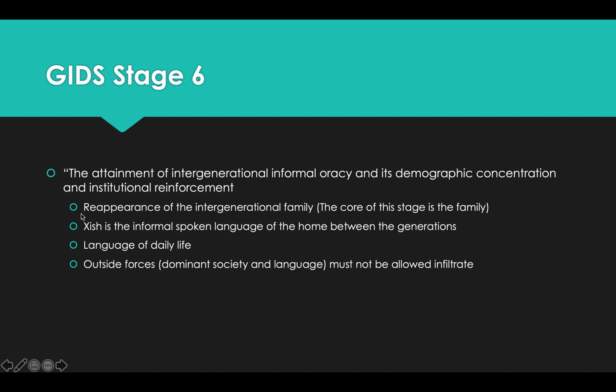So the reappearance of intergenerational family. So here we're talking about the core stage of this is family. We have grandma, we have mom, and we have kids in the same family that can use varying levels of the language. It is an informal spoken language, primarily of the home, between generations. So it is, again, being an informal spoken language. Maybe you don't have a lot of materials written in the language. It's definitely maybe not the language that kids are being educated in school in, but it is being used in the home between generations of the family.